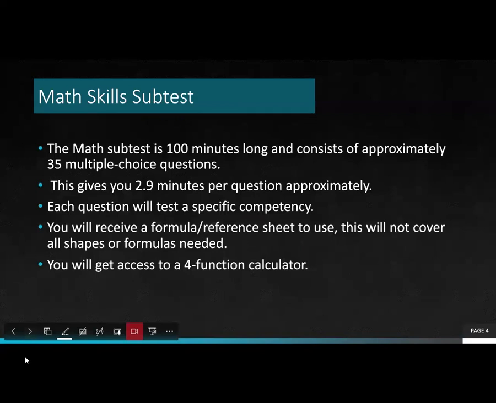Currently, the math subtest is 100 minutes long and consists of approximately 35 multiple choice questions. So if you do the math, this gives you approximately 2.9 minutes per question. Some will be shorter and some will take every minute that you have. Each question will test a specific competency. You will receive a formula/reference sheet to use, but we have found that this does not cover all shapes or formulas needed. You will also get access to a 4-function calculator.